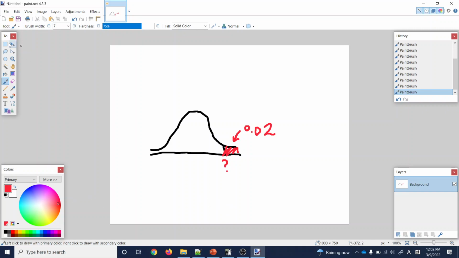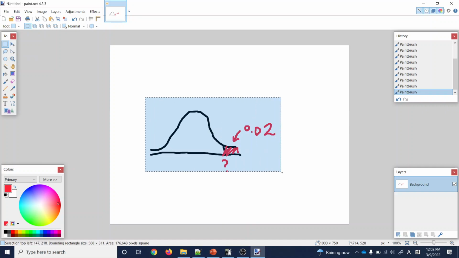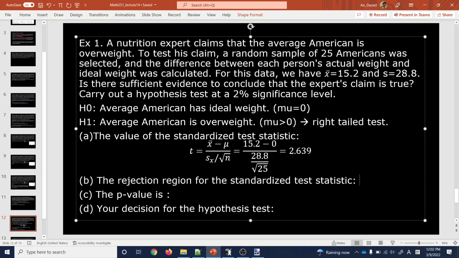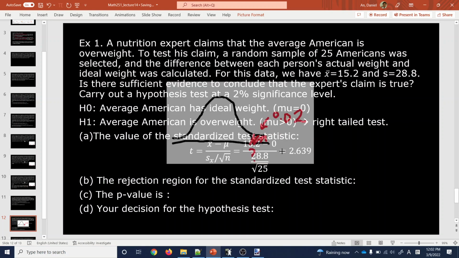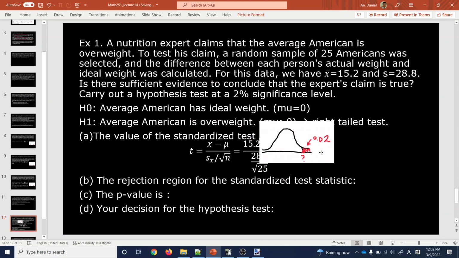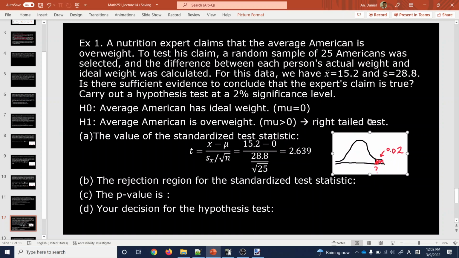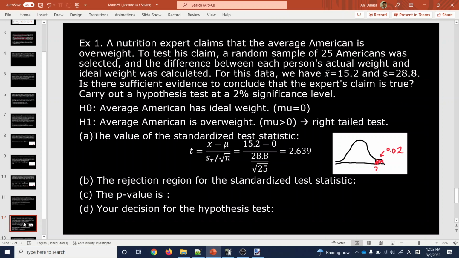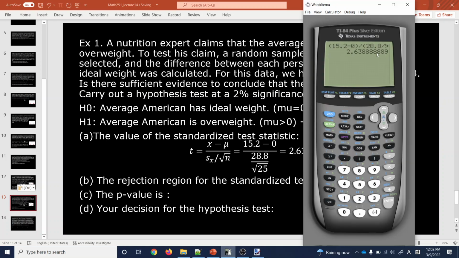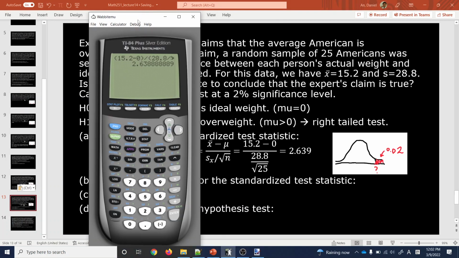So let me first copy this and paste it on the slides. So that's what we're trying to do. So let's try to do inverse t. Because that's a t distribution, we have to do inverse t.